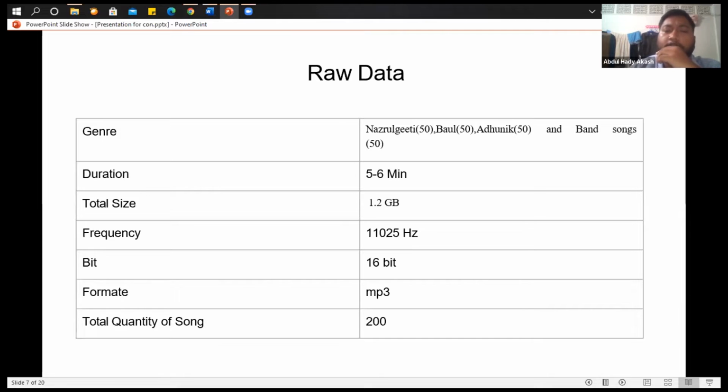Each song was 5 to 6 minutes, and the total storage was 1.2 GB. The raw data frequency was 11,025 hertz, with 16 bit, and the format was MP3. The total quantity was 200 songs for 4 genres.